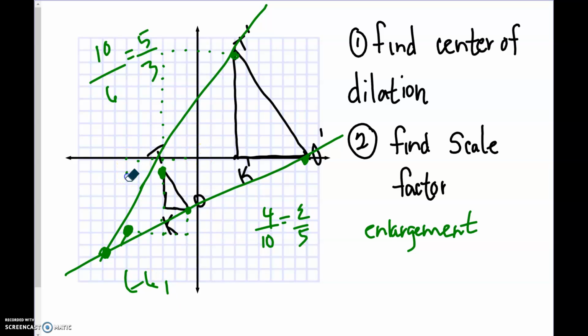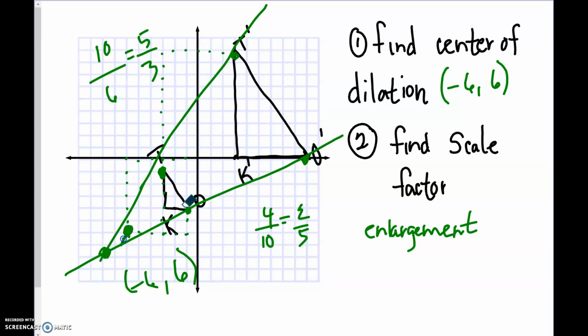And then we went down 1, 2, 3, 4, 5, 6. So it's (-6, 6). Okay, so that would be the center of dilation here, that point (-6, 6). A straight edge ruler or counting slope is what's going to help you find that center of dilation. All right, now how do we find that scale factor?